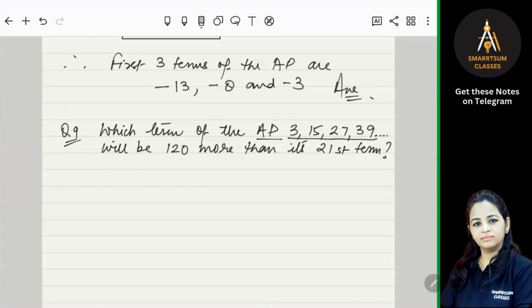Okay. Means there are two terms. One term is the 21st term. The other term is there, which is 120 more than the 21st term. So you have to find that term, which is 120 more than its 21st term. And the AP is already given here. Understood the question?